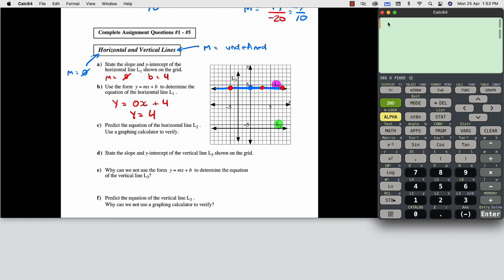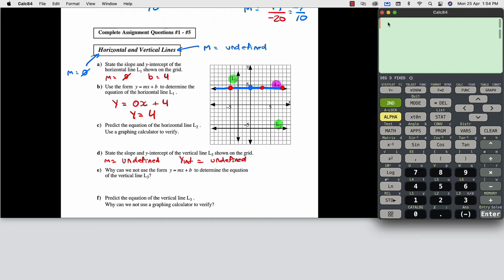Part D, state the slope and y-intercept of a vertical line, number 3. So that's going to be this one. Well, again, the slope is going to be undefined, so m is undefined, and there is no y-intercept, so the y-intercept is also undefined.